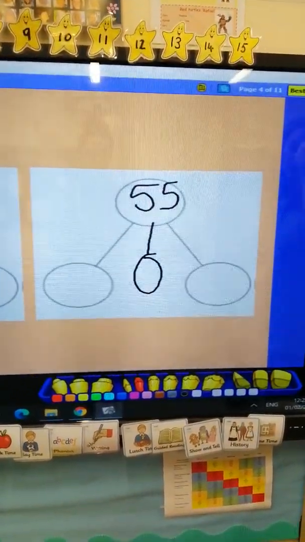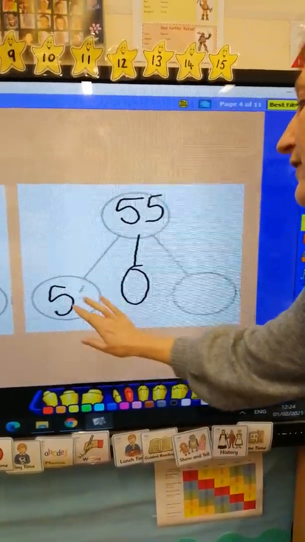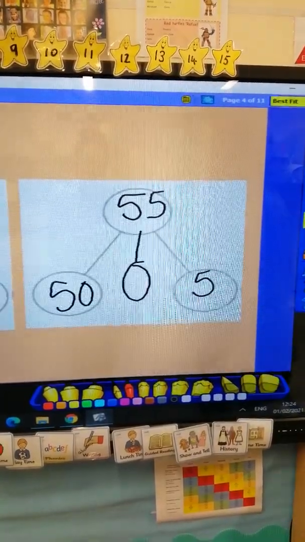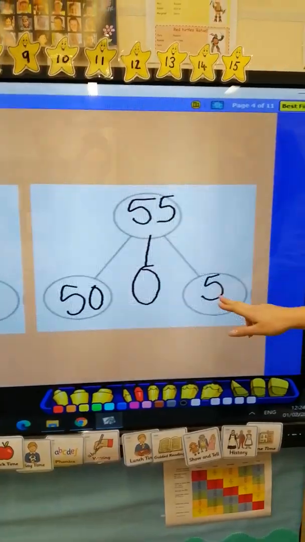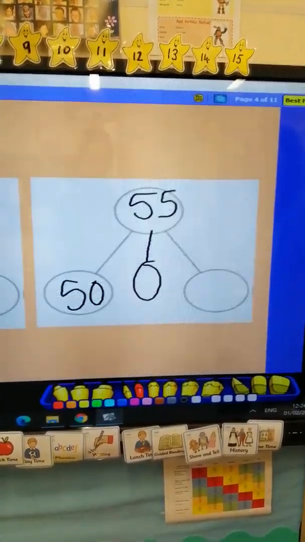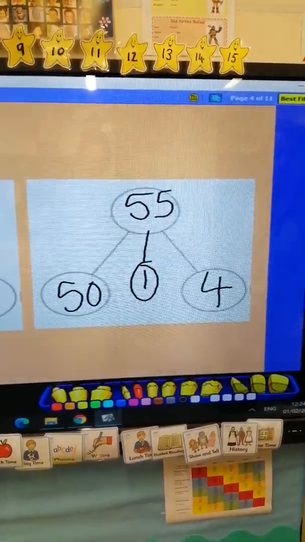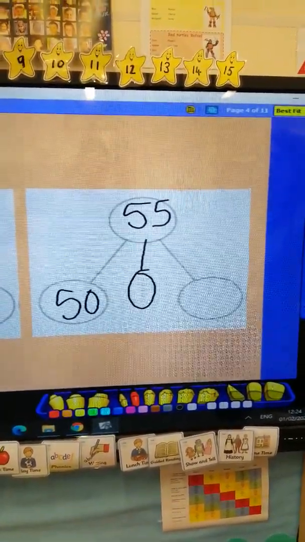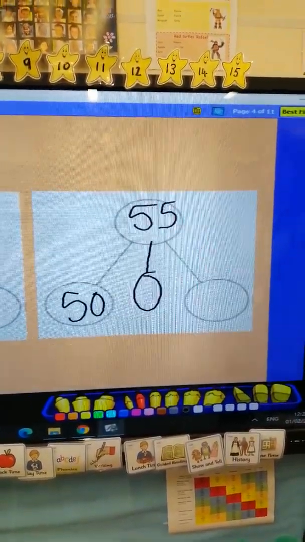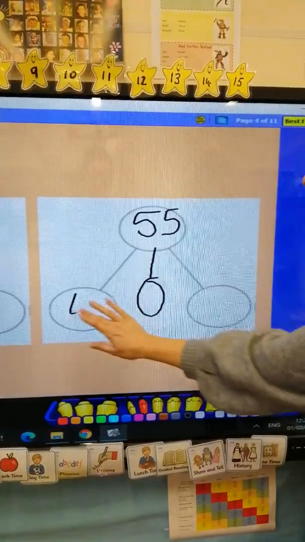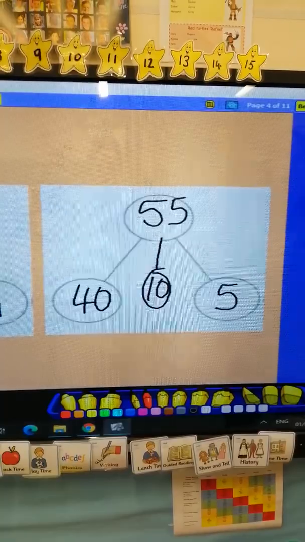Which would you split? Would you split the 50 or would you split the 5? So most of you will have written 50 and 5. If you're going to do the part whole, you could split your 5 into 1 and 4. 50 and 1 and 4 would still make 55. You could have 50 and 2 and 3. I could split my 50. I could have 40 and 10 is another way of making 50 and 5 ones.